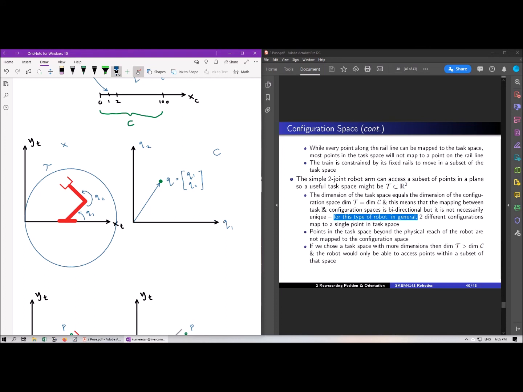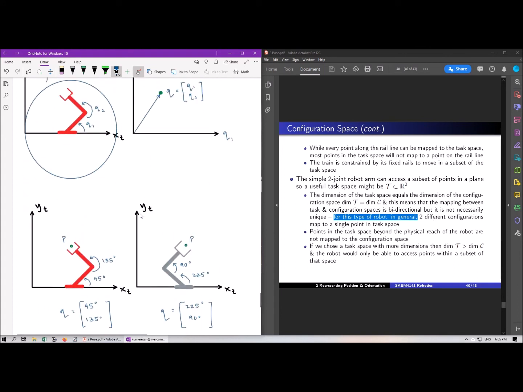This means the mapping between task and configuration spaces is bidirectional, but it's not necessarily unique. For this type of robot in general, two different configurations map to a single point in the task space. So what does that mean? Let's say we have a point P on the task space. This is my task space. So using the same robot, there are two ways I can get to this point.